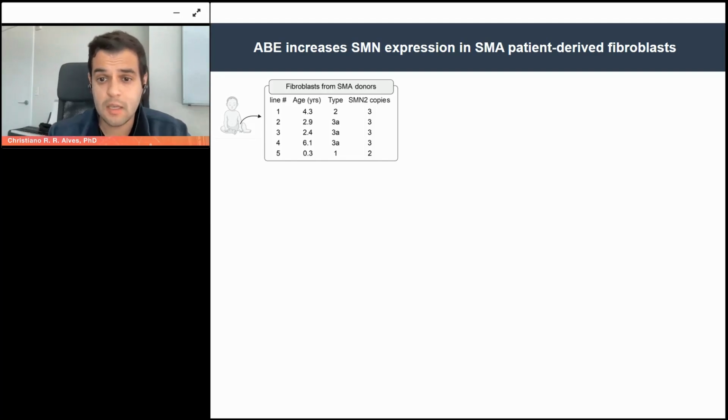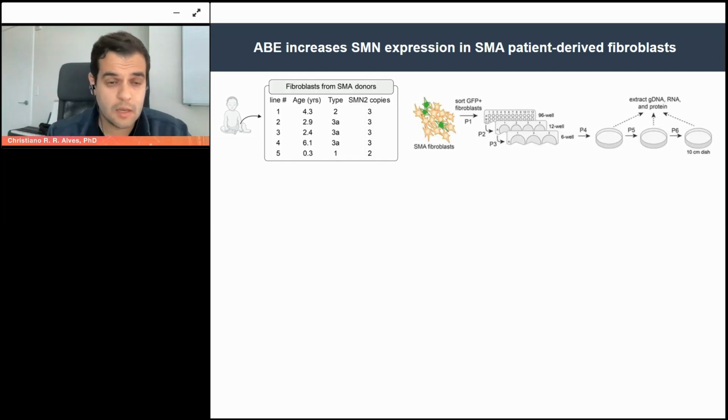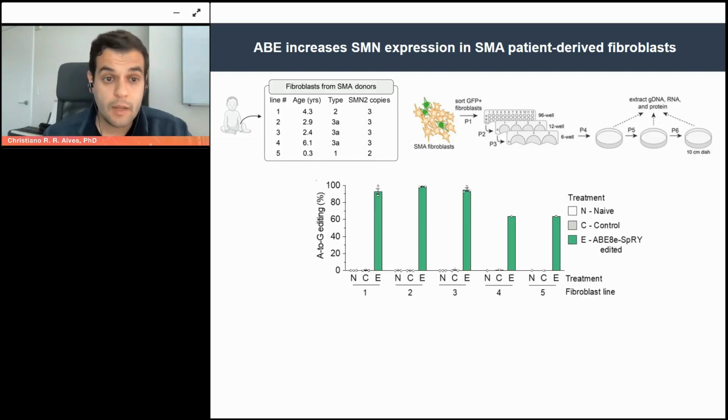As you can see here, to work with these cells, we have to sort the cells that are well transfected, to make sure that we are exclusively looking at cells in which we were able to deliver the base editors. What we see when we use that system, for example guide A8 with SpRY, which was the one that we picked as the most efficient, is really high efficiency in editing that target adenine.